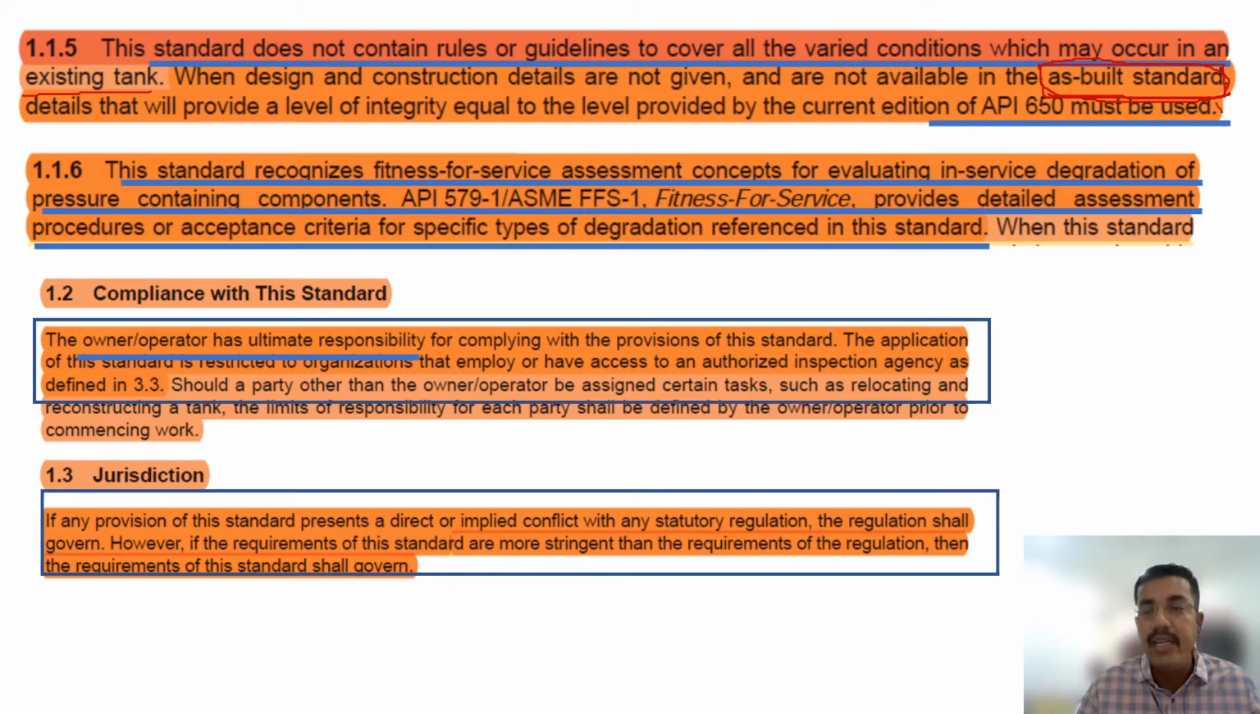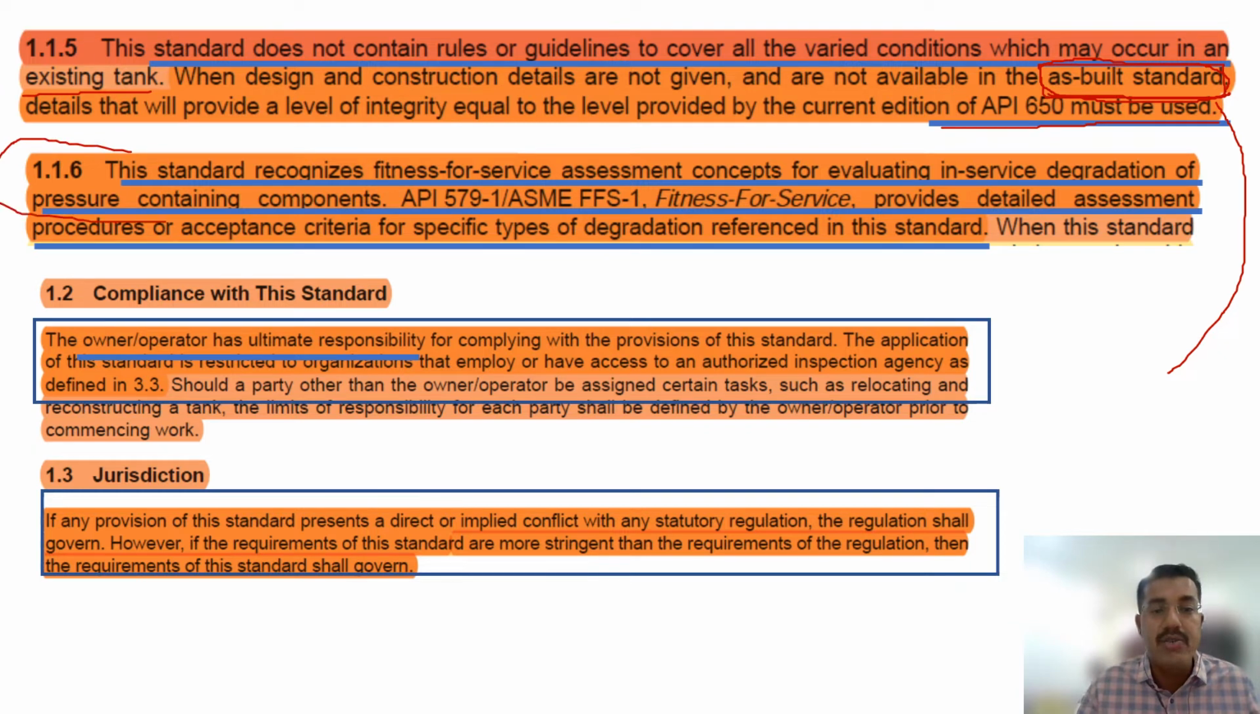As-built standard means on which standard it was constructed, that is called as-built standard. If it was constructed on API 650 2008, then that was the as-built standard. Okay, we will read about as-built standard. Details that will provide a level of integrity equal to the level provided by the current edition of API 650 must be used. Okay. This standard recognizes fitness for service.